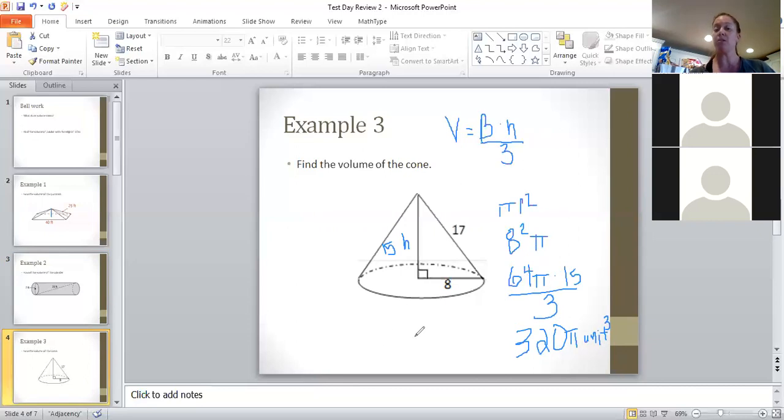So again, the trickiest part sometimes is going to be you're going to have to solve for the height or possibly the radius or divide your diameter in half. So you just have to be careful when you're working through some of these, all right?